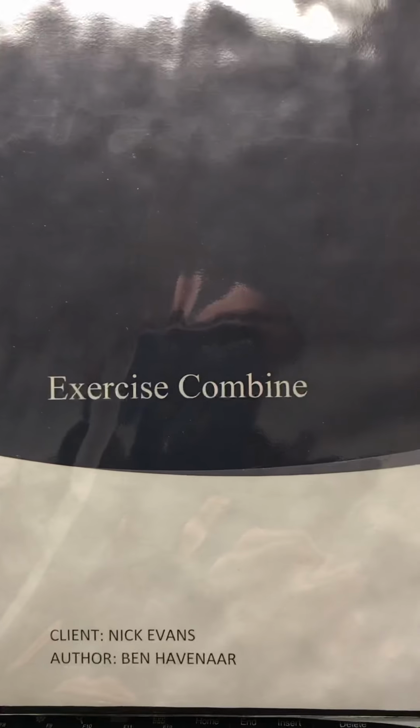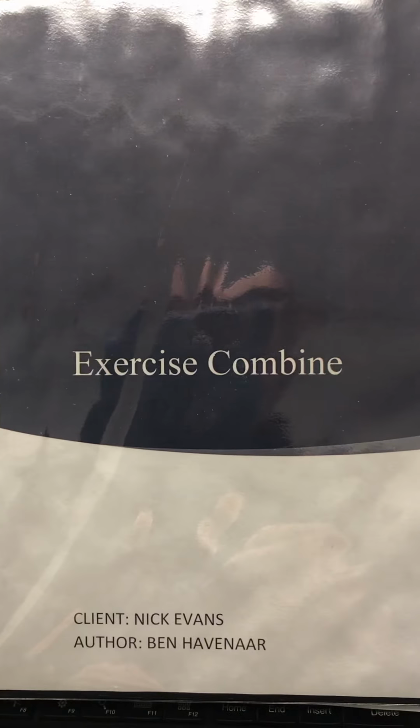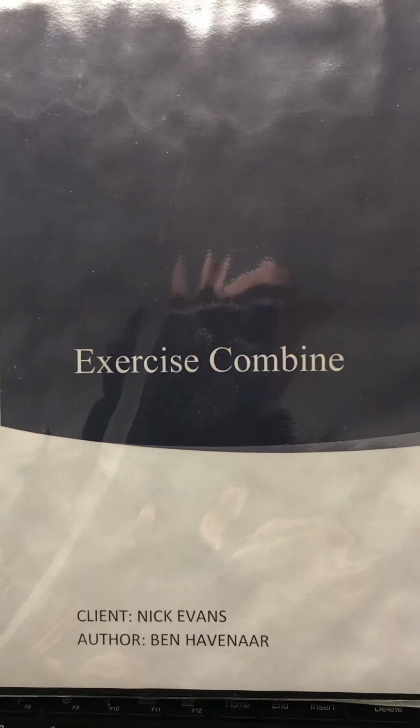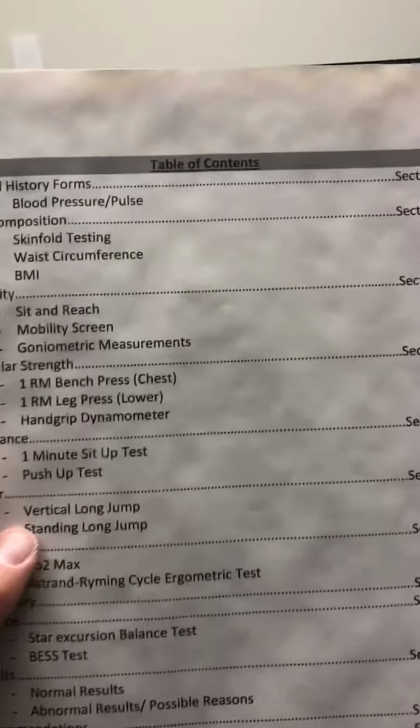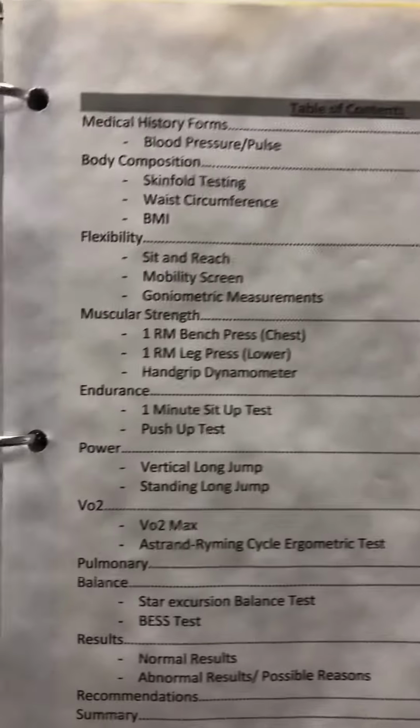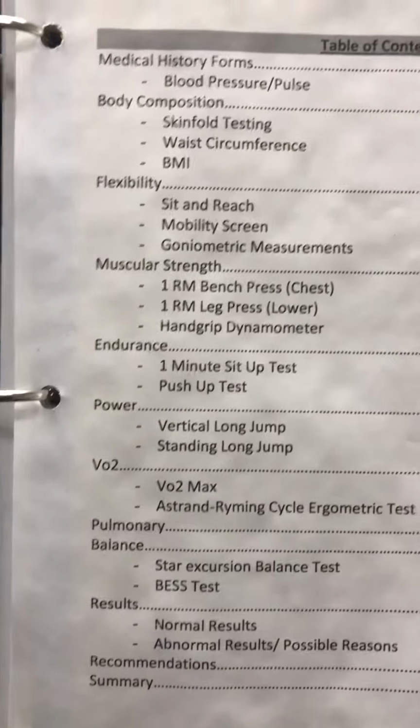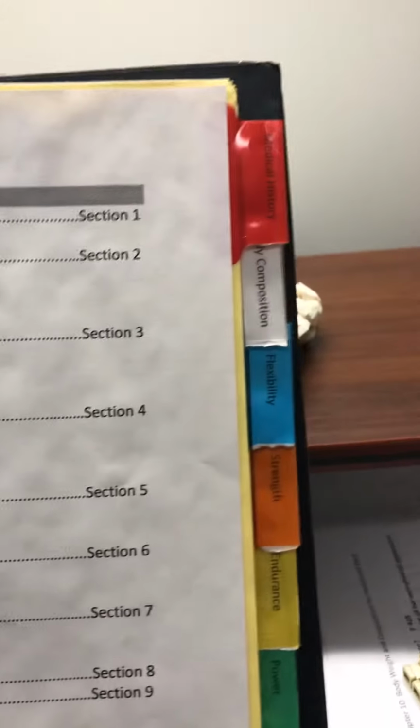This is the cover page. The title, exercise combo, client and author are on the front. This is the table of contents, and it lists all the different sections. And if you look on the side here, all the sections are tabbed. That is how I like to have it in the Combine.